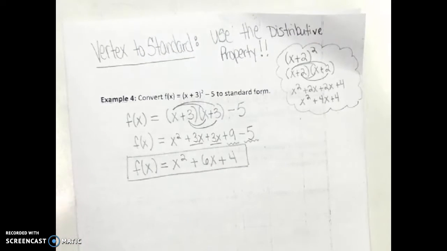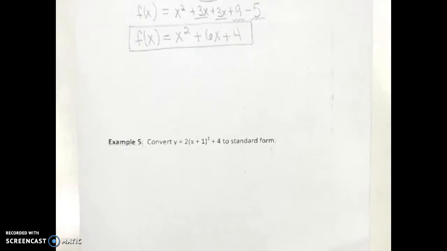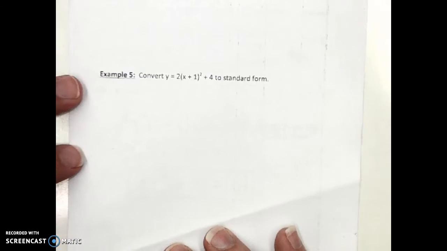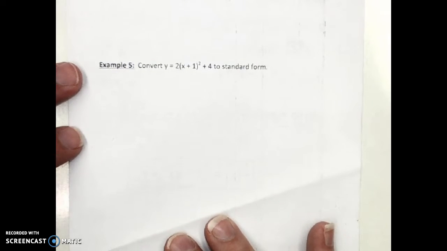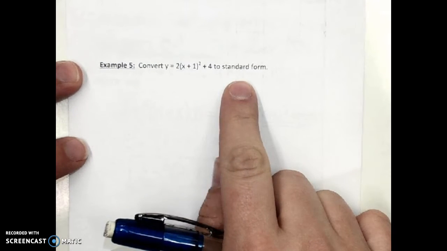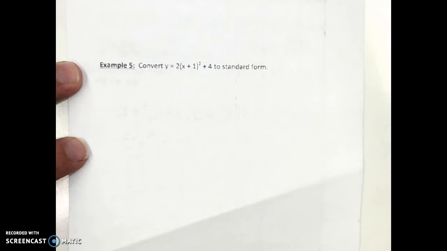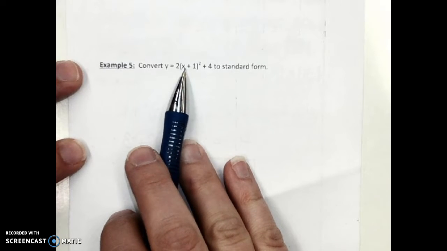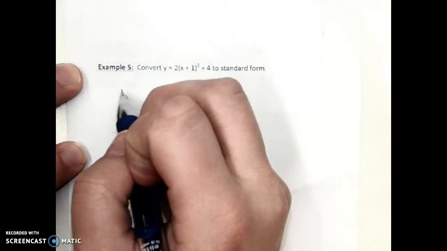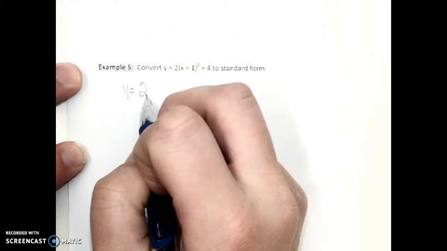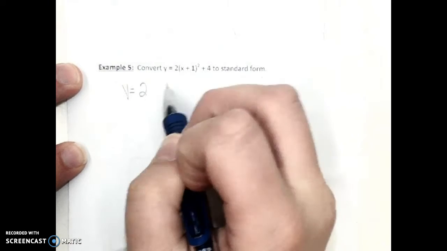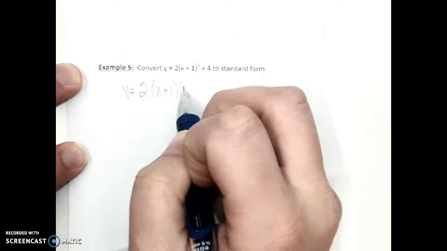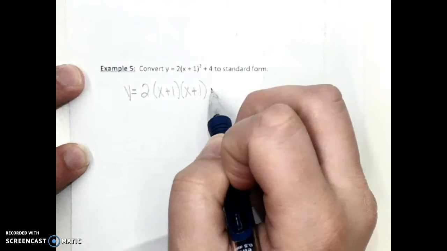What you should do now is pause this video and try example 5. Hopefully by now you've had a chance and you actually did try example 5. So I look at this. Example 5 looks a little bit harder than example 4 because I have a 2 in front. I'm going to save that until I deal with x plus 1 squared. So let's get started. You have y equals 2 times x plus 1 squared means x plus 1, x plus 1, bring down plus 4.